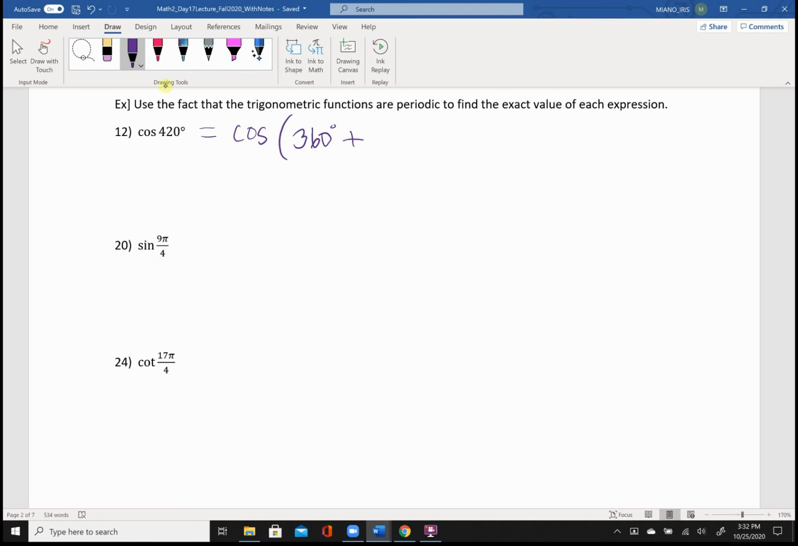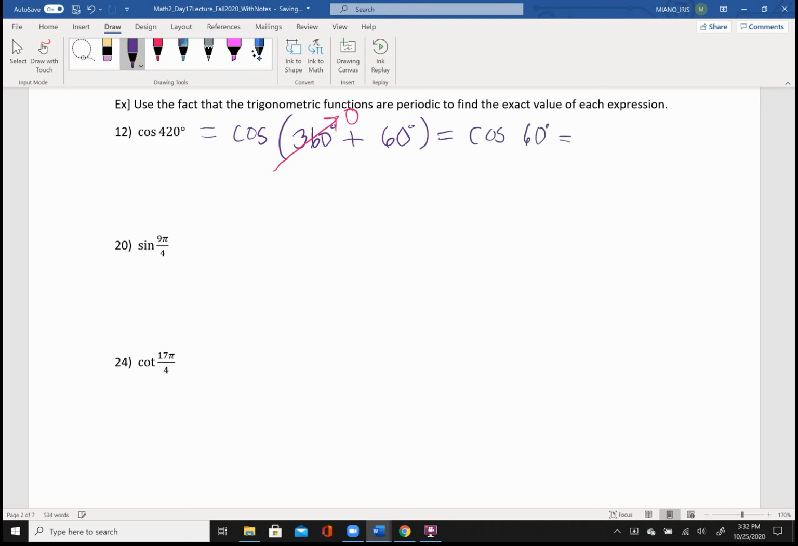So you can separate these values here. And this is one full revolution, right? So essentially, this bit just kind of zeroes out. So it's the same as saying, what is the cosine of 60 degrees?